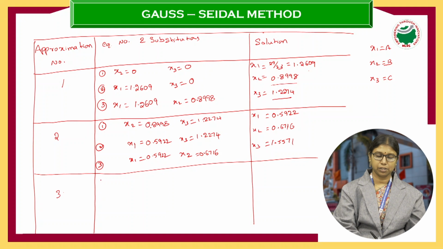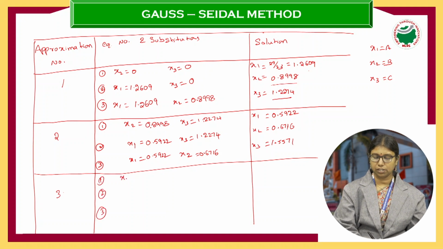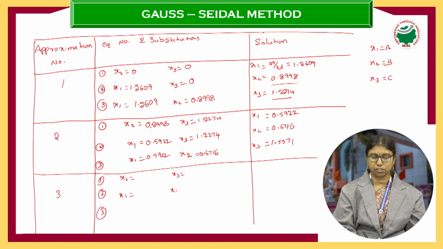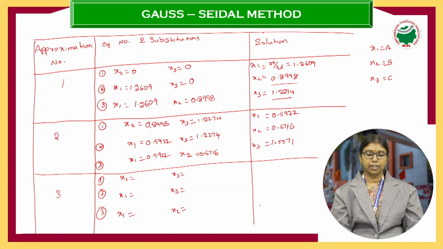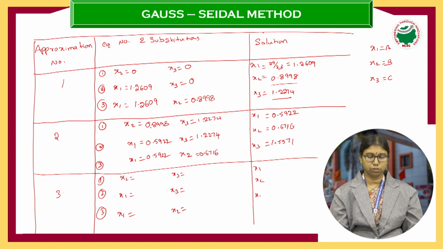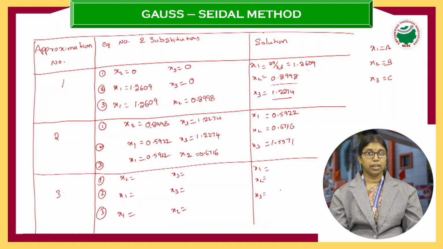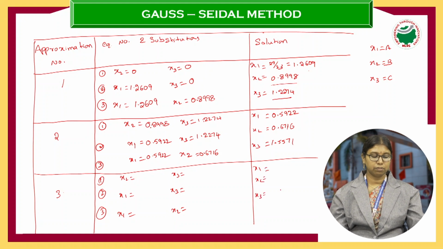In the third approximation, again you have to take three equations, 1, 2, 3. First equations or substitutions are x2, x3. For the second equation, x1, x3. For the third equation, x1, x2. And here you will get x1, x2, x3 values. Again you press upper arrow 2 times. You will get first equation on the screen. Here you have to enter the values of x2 and x3.